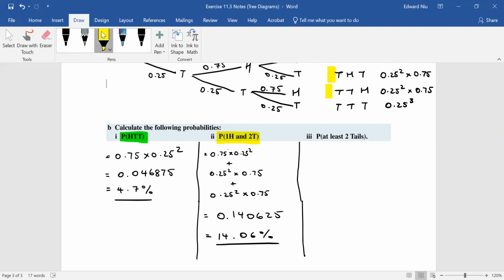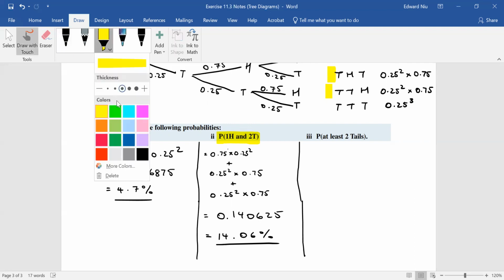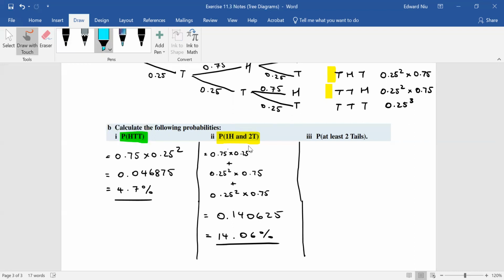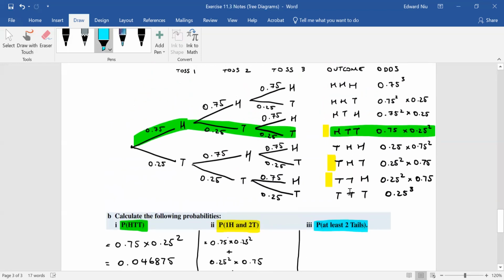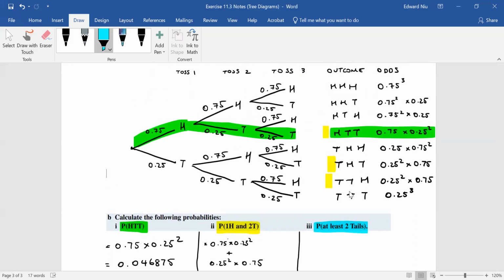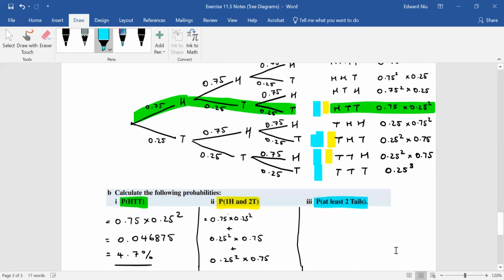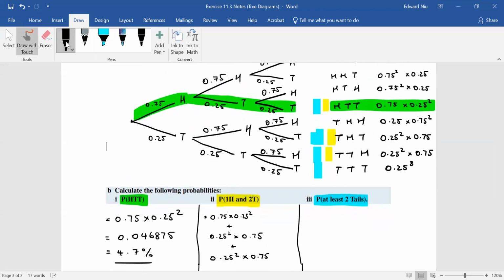All right, last one. Probability of at least two tails. So 2 tails or more is what we want to see in the outcome. This one has 3 tails. This one has 2 tails. This one has 2 tails. Not this one because it has 2 heads. This one has 2 tails. And the rest of them are all mainly heads. All right, so we add up all the blue outcomes. So there's 4 of them.